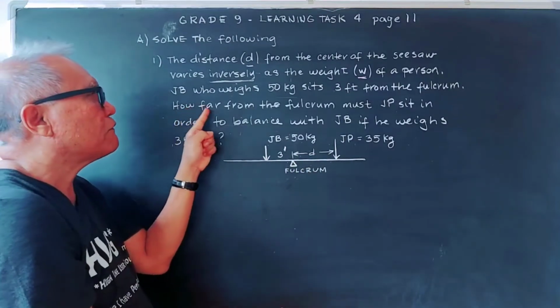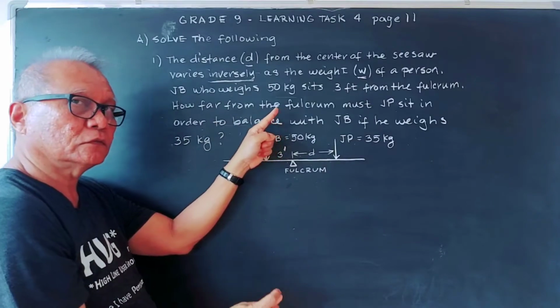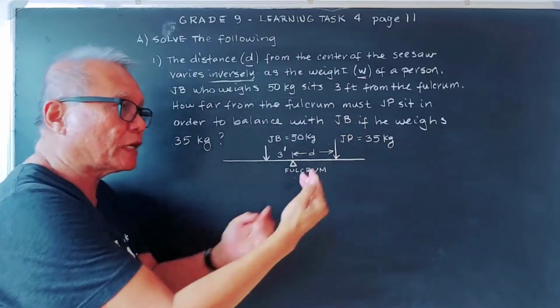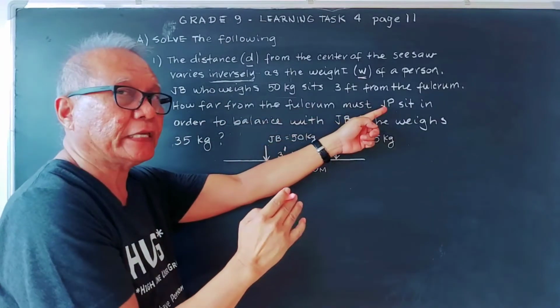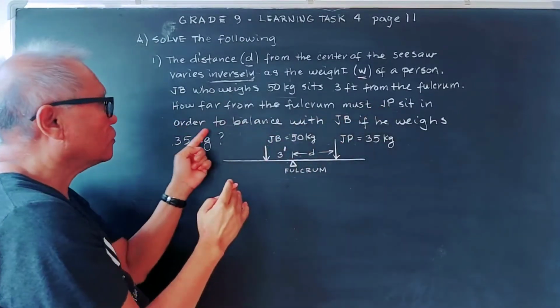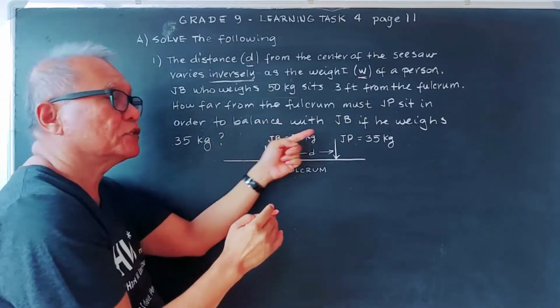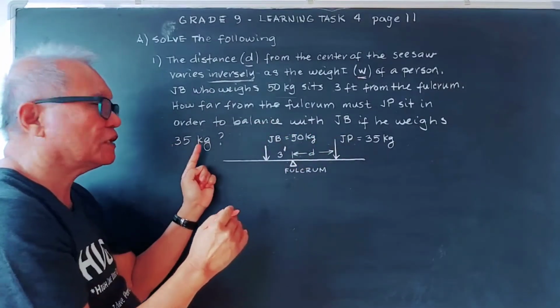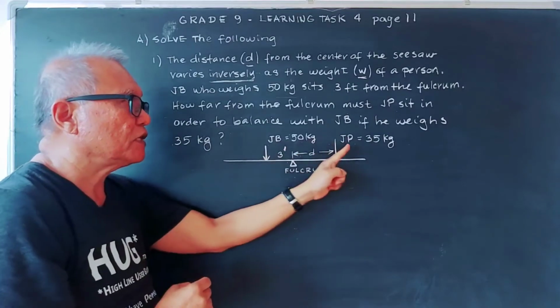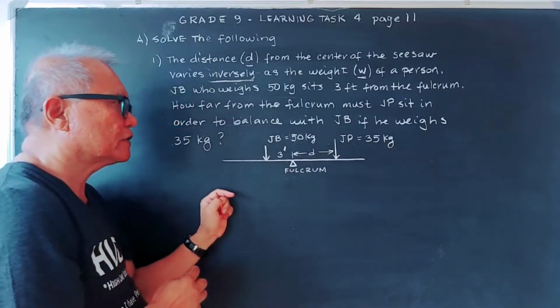And then, how far from the fulcrum on the other side? Hindi maaari sila magsama rito kasi gaganon yung seesaw. Must JP sit in order to balance with JB. Para balance, kabila si JP. If he weighs 35 kilograms, so si JP ay 35 kilograms.